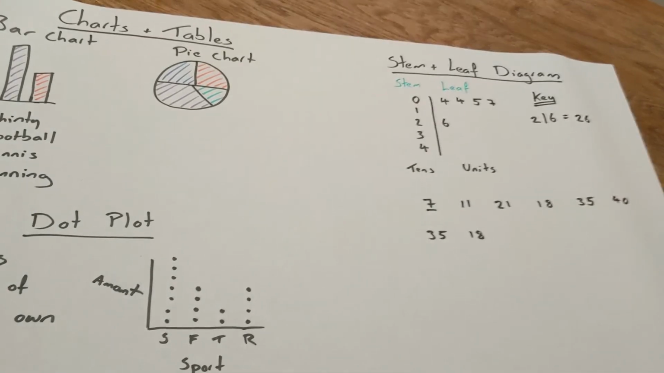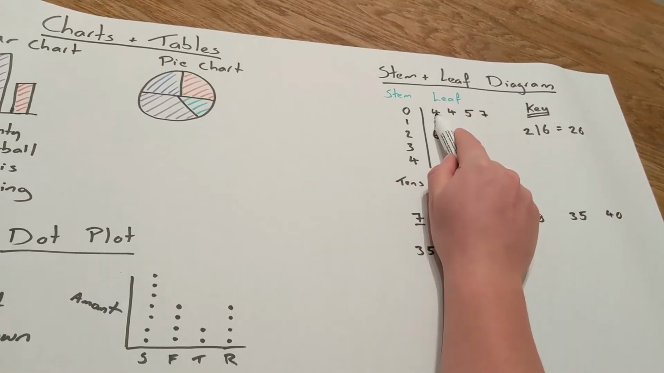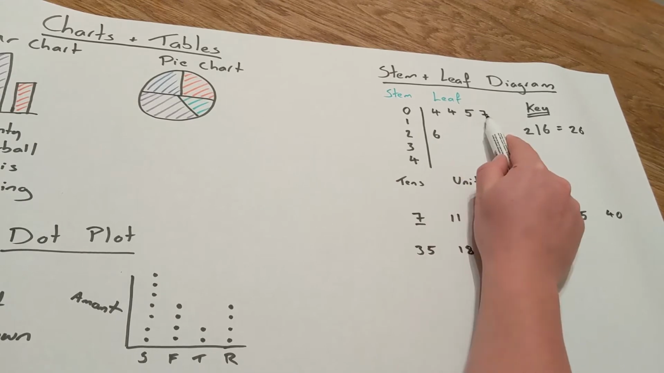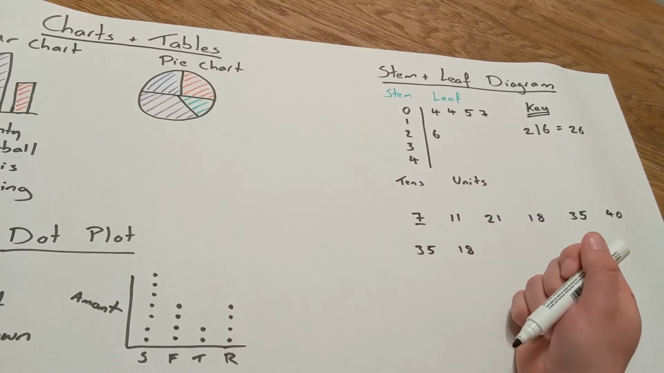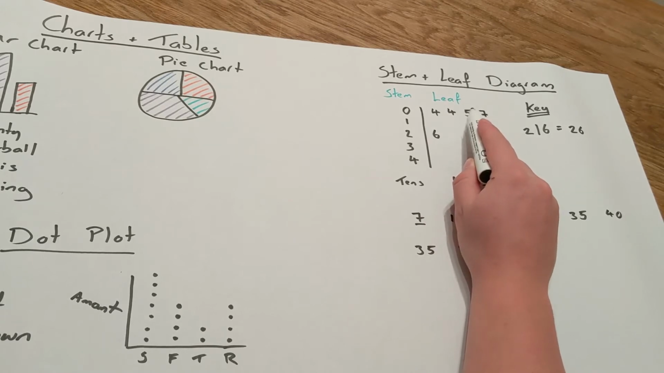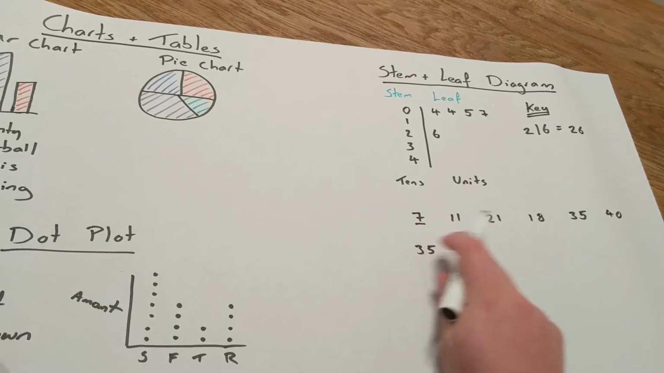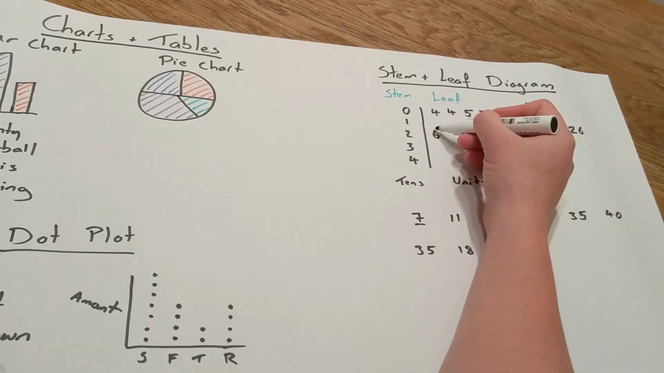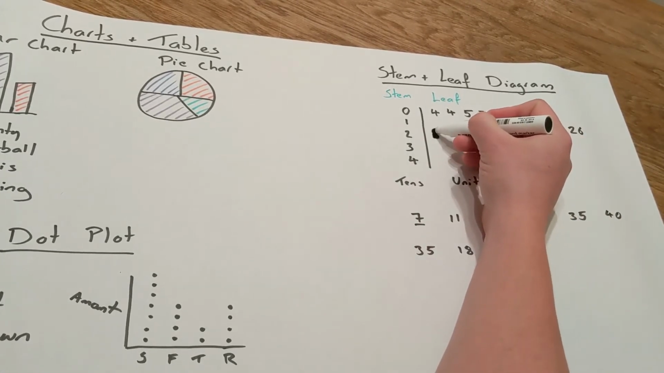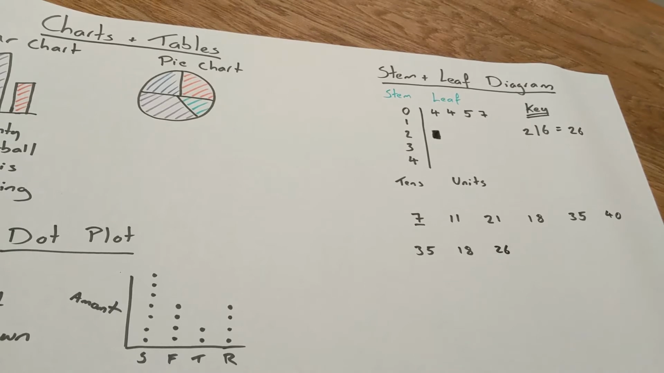Okay. A key thing here for stem and leaf diagrams is that they need to be done in order. Okay, so your lower numbers, your 4s, have to be before the 5s and the 7s. Okay, which means when I go to fill in some of these, some are going to be lower than that 6, so I'll just cross that out for now. Okay, and let's pop a 26 on there, and we'll put that back in after.